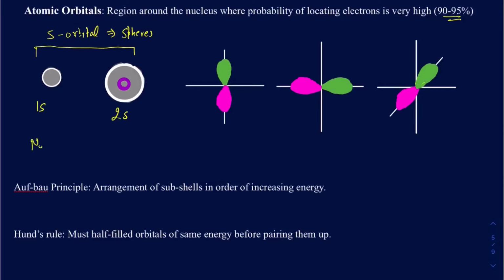When you're trying to find the number of nodes, it's always going to be your principal quantum number minus 1. So for 1s, there is 0 nodes. And then in 2s, there is going to be 1 node. I have drawn that node with this pink color around the nucleus. What does a node really mean? A node means you have a 0 probability of finding the electron in that particular region.